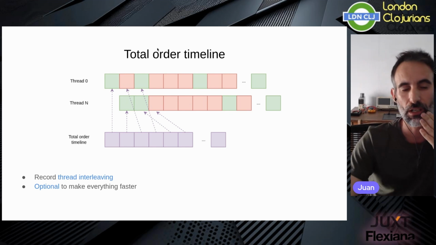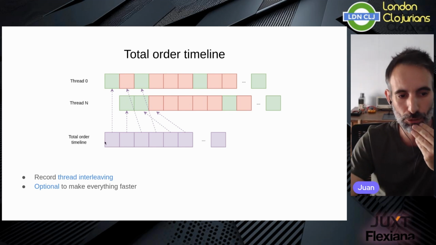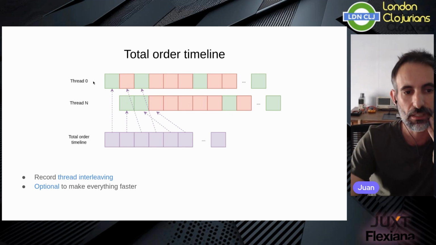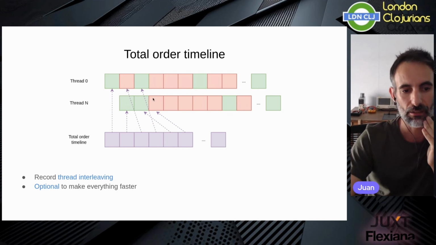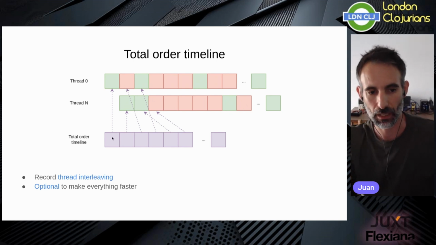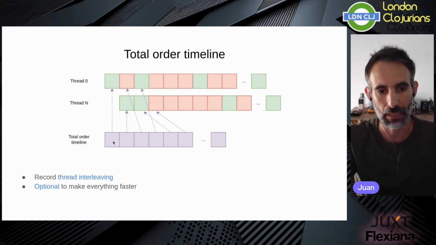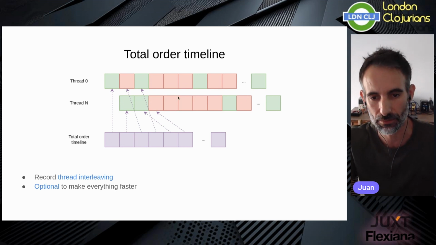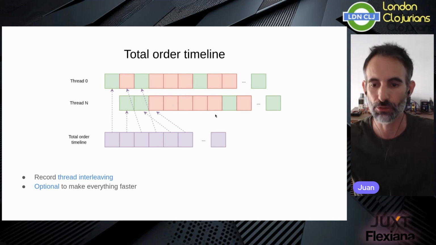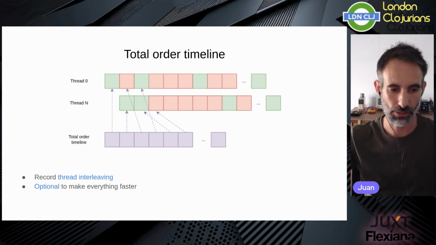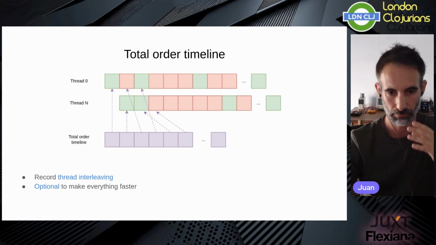And as I said before, we also record a total order timeline. If these are thread timelines, with all the events per thread, there's also another array, which is optional, that will point to how these interleave. This is useful when you are trying to figure out race conditions and stuff like that.